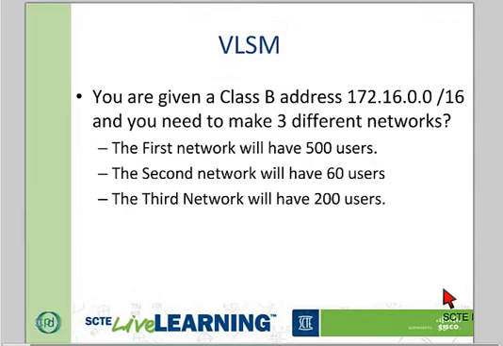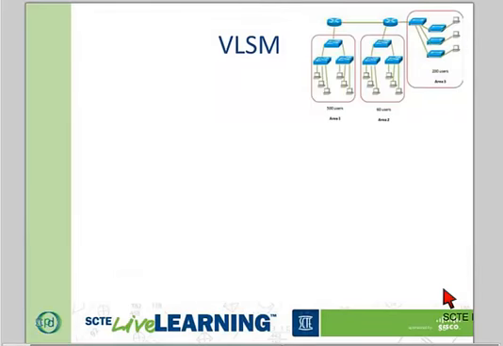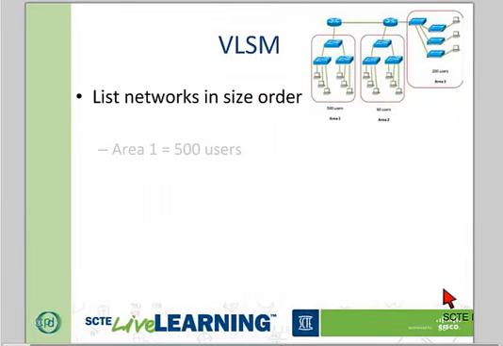We're going to say, all right, we're given this class B 172.16/16, and we need to carve out a 500 network, a 60, a 200. And we said we want to put them in order. So 500 would be carved out first, then 200, then 60, and that point-to-point would be a block size of 4 because we have to subtract 2. So let's take a look.